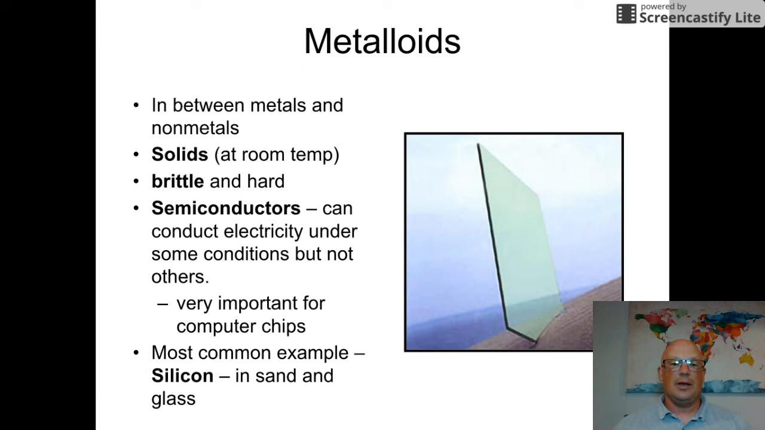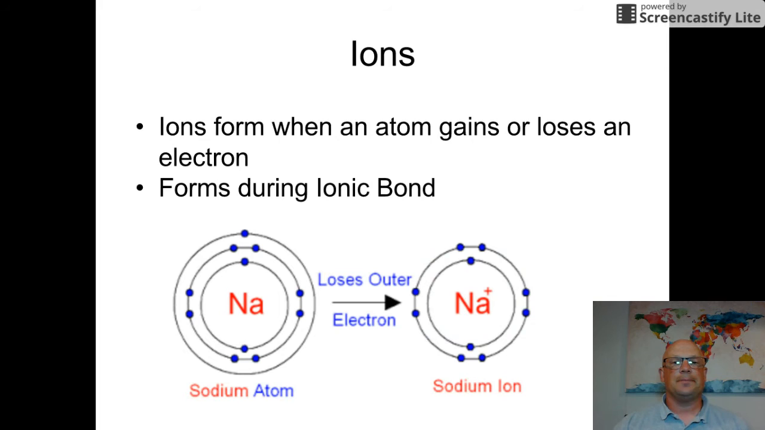They're better than nonmetals. This is very important for computer chips because you might want something that conducts electricity under some conditions but not others. For example, something that conducts electricity until it gets to a certain temperature, and then it would stop conducting that electricity, and shut it down to protect the computer. The most common example that we have of a metalloid is silicone. It's in sand, it's in glass, it's used in computer products, and so silicone is all around us.